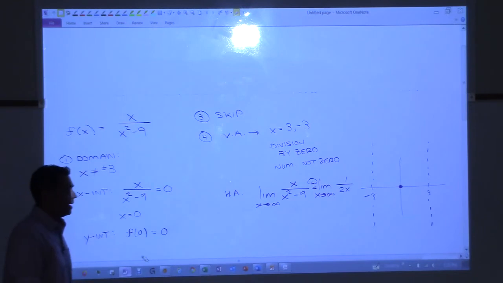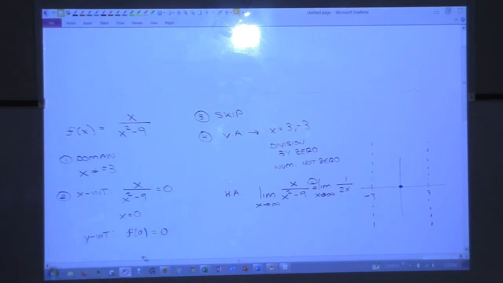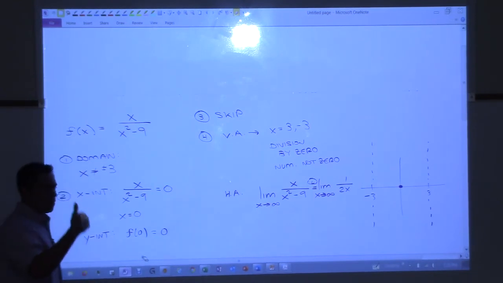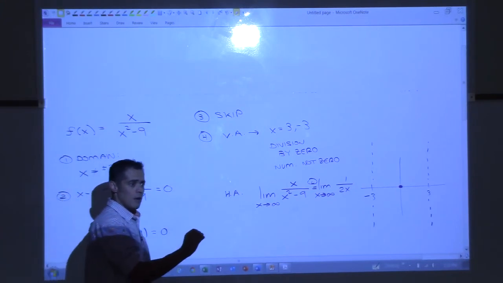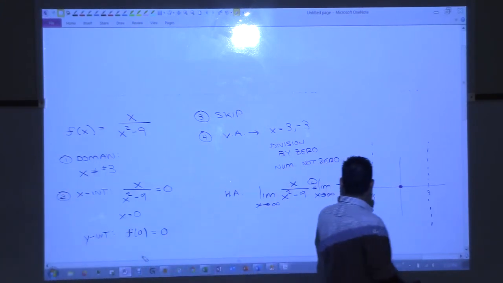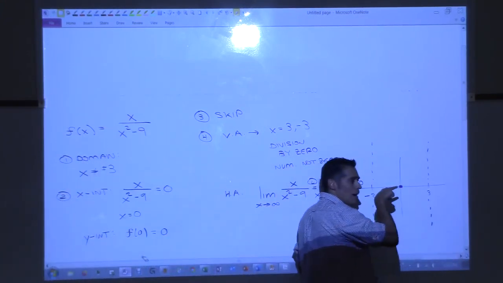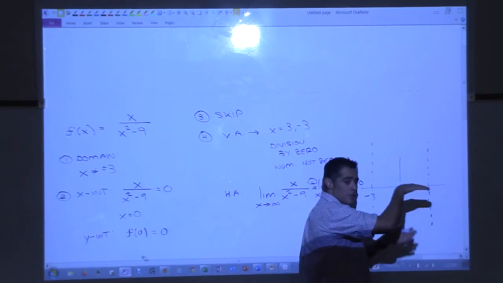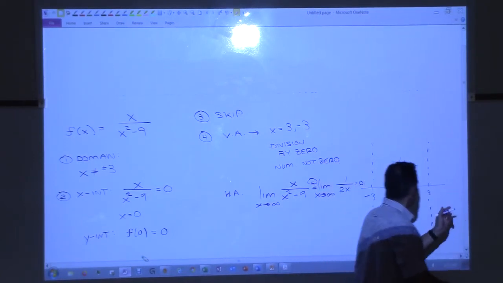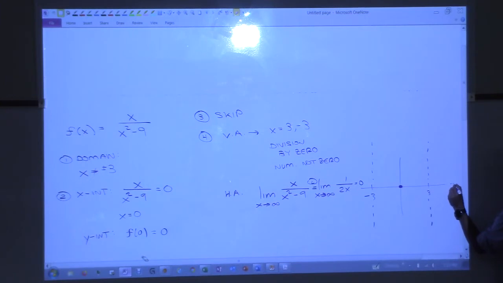And what is that limit as x goes to infinity? 1 over infinity, which goes to 0, right? So that goes to 0, which means that as I draw out this way, I should flatten out to 0. So over here on the side, I'm just going to put a dotted line. And I'm not going to draw it all the way through. Just to the right side, I'm going to draw a little dotted line.